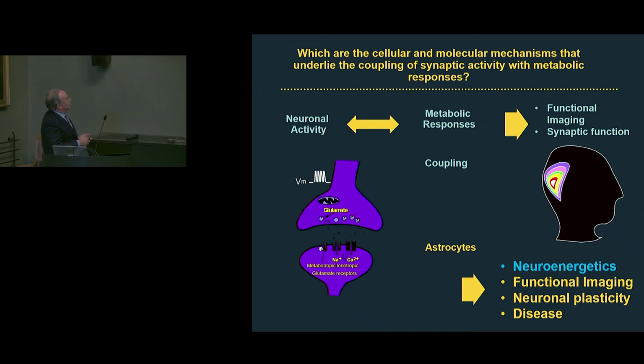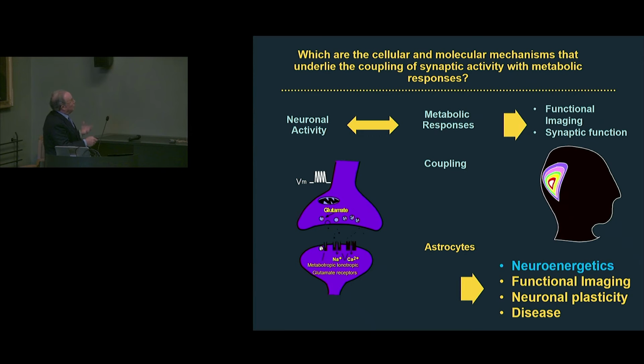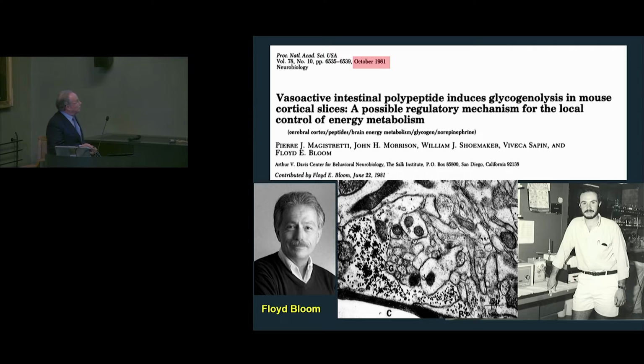So the question that my lab has asked was, again, what are the mechanisms that allow this coupling? And what I will review, and as I said, the key cells here are astrocytes, these glial cells. And I will actually review 4 aspects in my lecture. First, the implications for neuroenergetics, in other words, brain energy metabolism, for functional brain imaging, for neuronal plasticity, and eventually for disease.